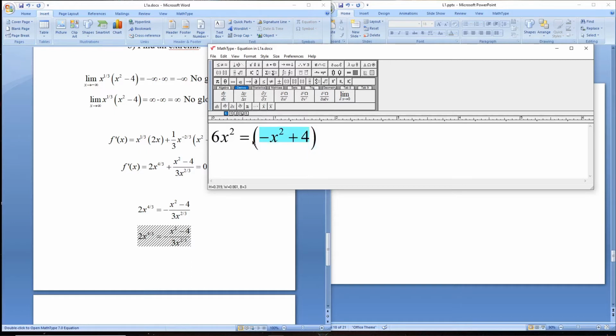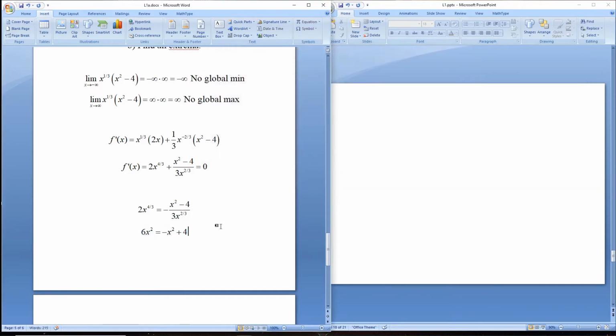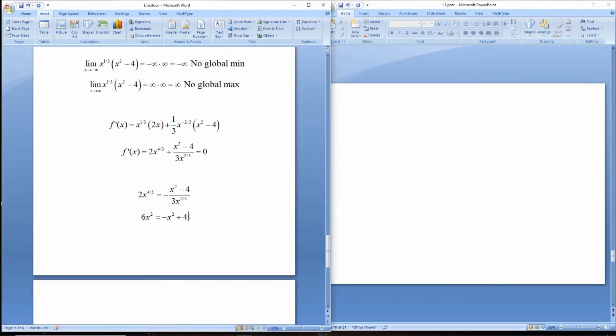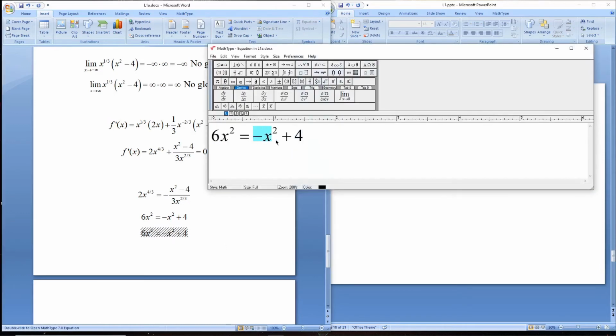Now I know this interface may be a little bit awkward. I hope you do work these out on your own with pen and paper though. And so here's our next step. Again, all I did was multiply both sides by 3x to the 2/3. That's all I did there. And we'll add minus x squared to both sides to get this 6 to be a 7. We don't need that plus sign anymore. Divide both sides by 7.